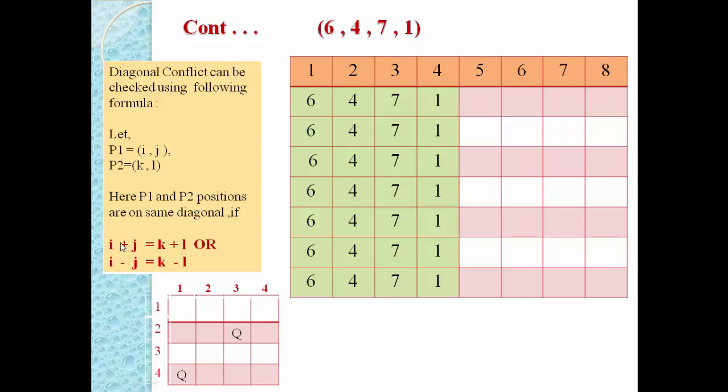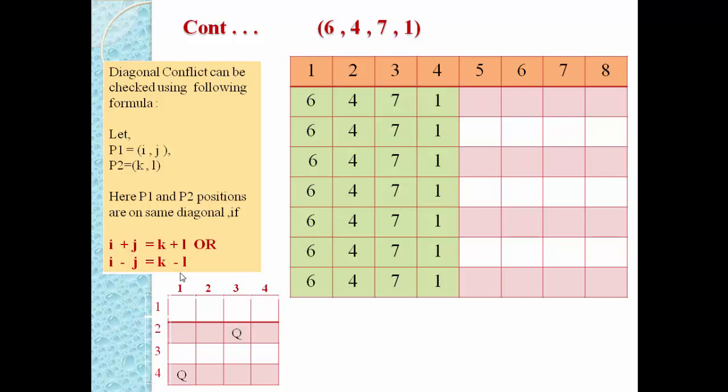If we perform the addition of row and column of the first queen and the addition of row and column of the second queen, and both values are equal, it means that both queens are on the same diagonal. In the same way, if i minus j, or we can say the row of the first queen minus the column of the first queen, is equal to the row of the second queen minus the column of the second queen, at that time these two queens will be on the same diagonal.